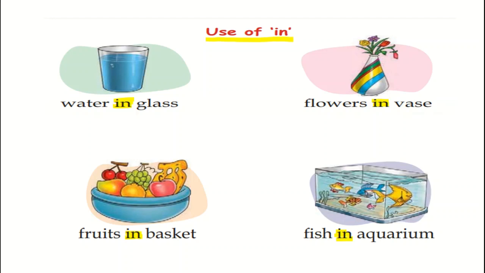in. Why have we used in? Because in the first picture, water is inside the glass. Water in glass. Flowers are in the vase. Flowers in vase. In the third picture, the fruits are in the basket. Fruits in basket. And in the fourth picture, fish are in the aquarium. Fish in aquarium.